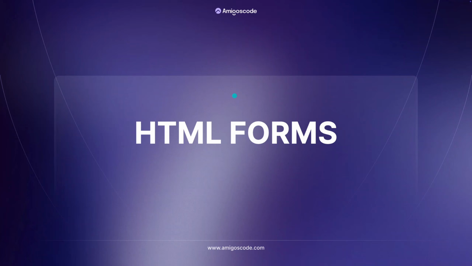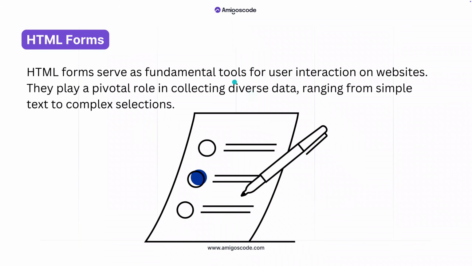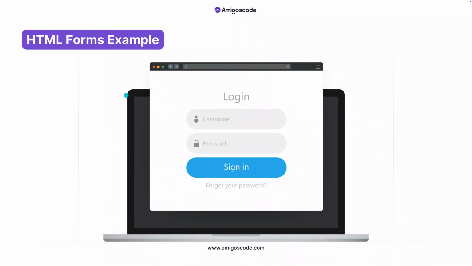In this section, let's learn about HTML forms, which is a fundamental tool for user interaction on websites. Forms are crucial in terms of collecting diverse data from simple text, images, or files. It's one that you see in every single website. Here's an example. So you've most likely seen a form that looks like this, where you have username, password, and then sign in. So this is done by using an HTML form.